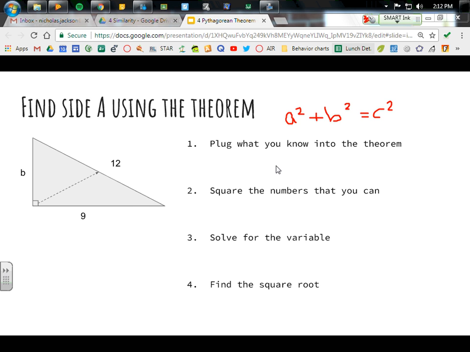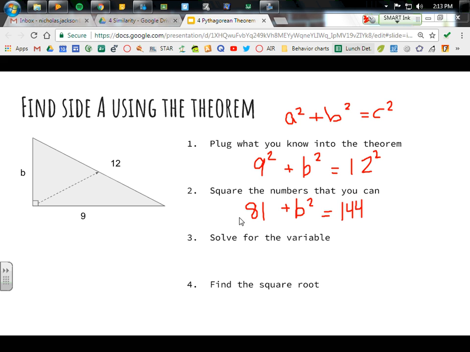All right, so step 1 is going to be to plug in the numbers we know. So 9 is going to be A, so 9 squared. We don't know B. It's what we're looking for, so it will just stay B squared. C is 12 because the hypotenuse is always C. So now what we have here is 9 squared plus B squared equals 12 squared. Once again, we're just going to square what we know. So 9 squared is 81, so 81 plus B squared equals 12 squared, which is 144.